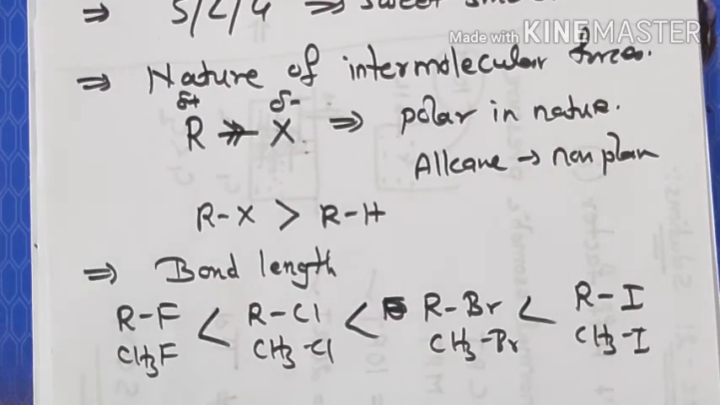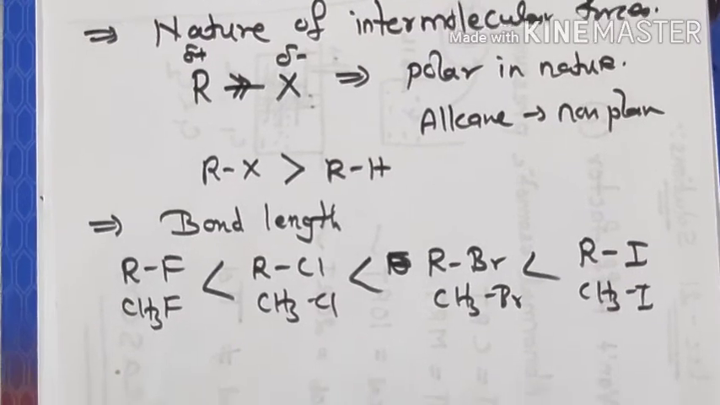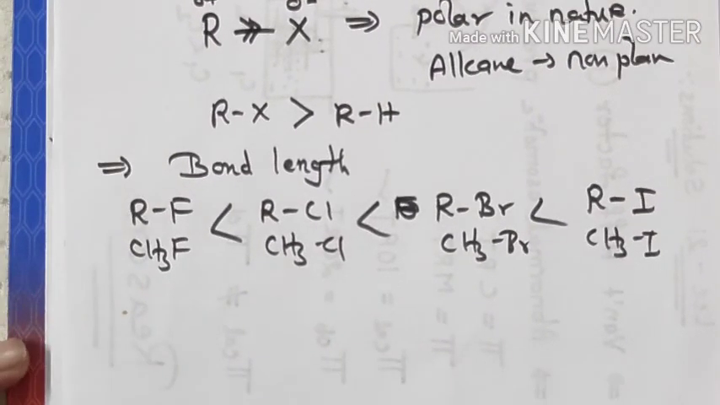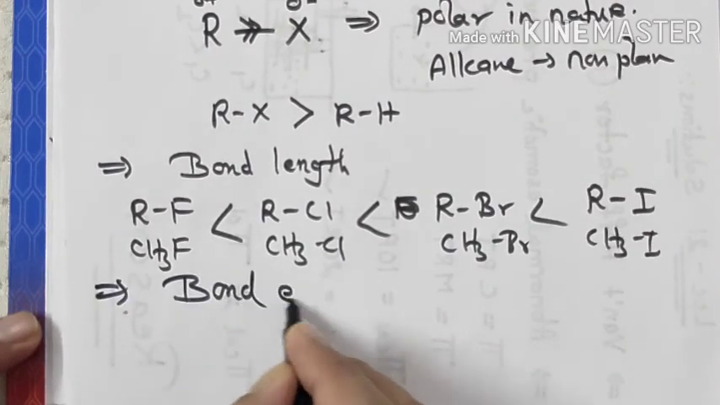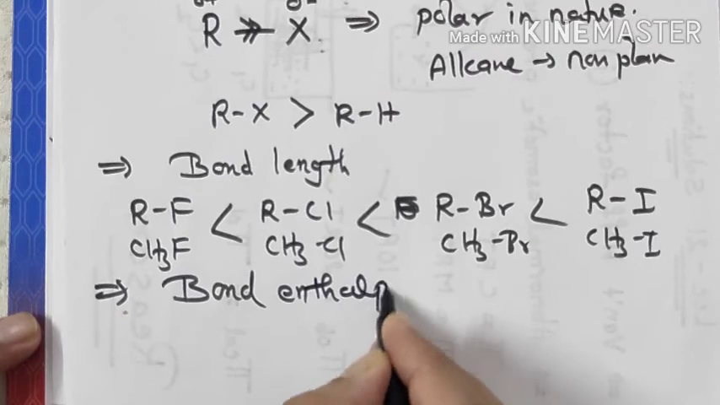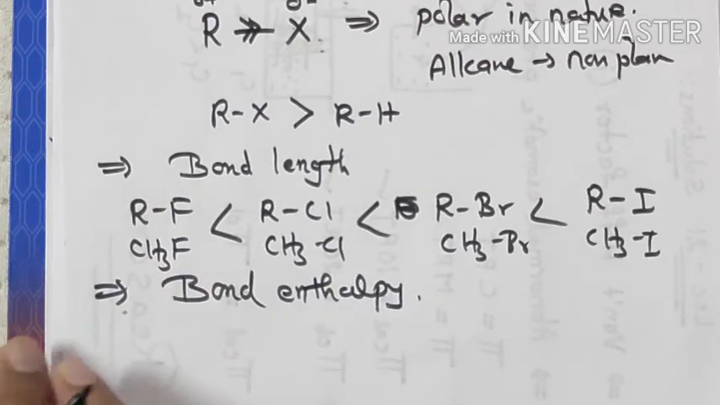So talking about bond length, it will be in this order. Okay, now if I talk about bond enthalpy, student, then in this what will the bond enthalpy be? See, bond length and bond enthalpy. What is bond enthalpy?